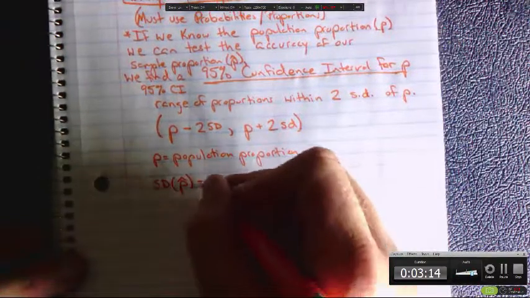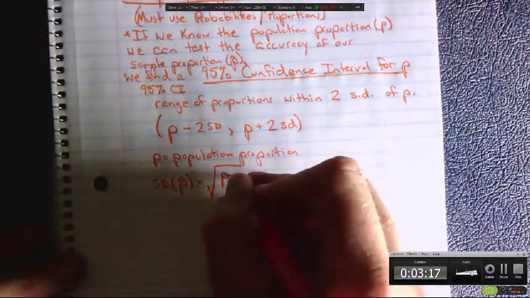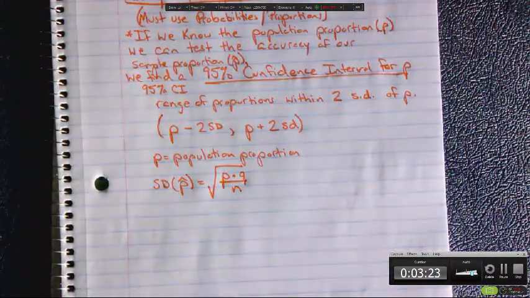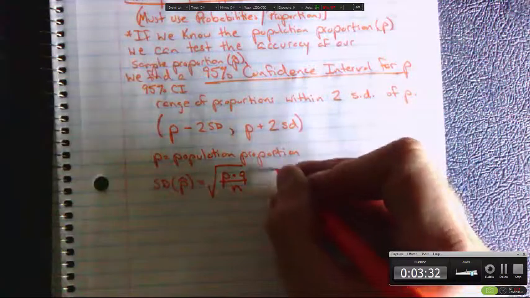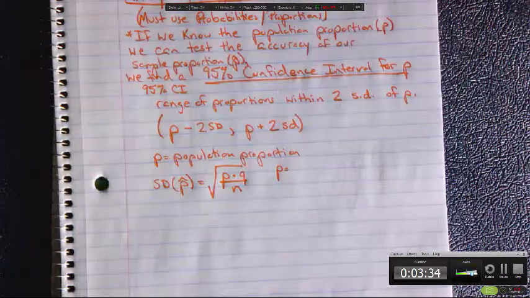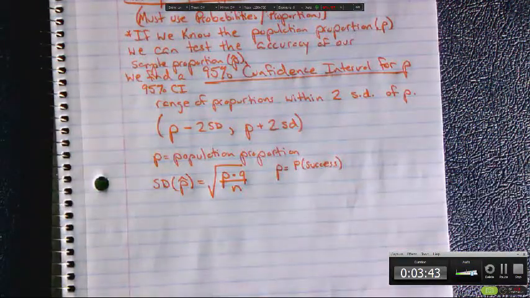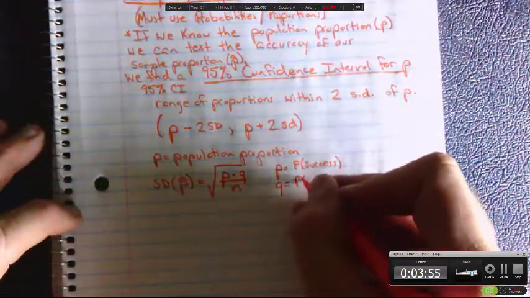This is equal to the square root of P times Q divided by N. What's Q? P is the population proportion, which can also be thought of as the probability of success, right? The population proportion, if you're looking at how many people in the United States are Democrat, the probability of success is the proportion of people who are Democrat in your sample. So P is the probability of success, Q is the probability of failure.